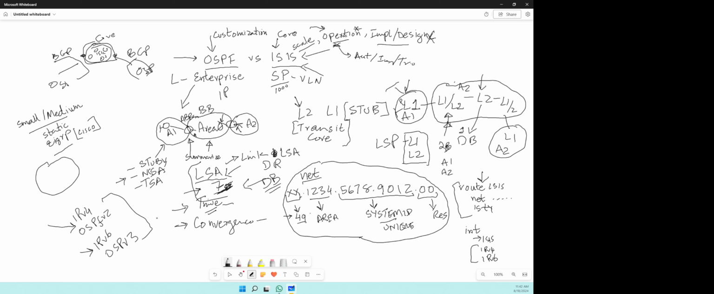And the last thing, I think, is summarization: it's done on ABRs in OSPF, whereas in ISIS only L2 supports summarization. I would think that's not a drawback, but if you have to summarize and you have a core with L2s, that gives you the flexibility, but summarization is a tricky business anyway. But that is a high-level perspective of ISIS and OSPF.